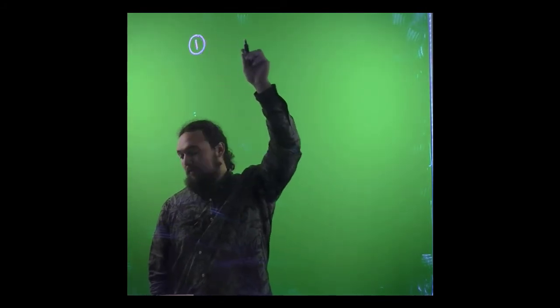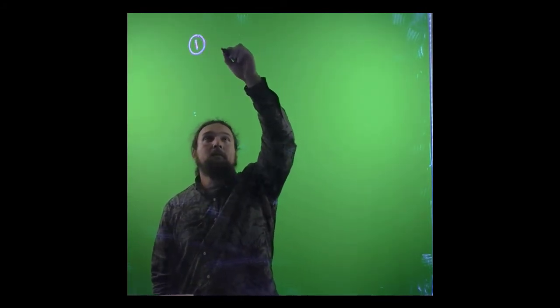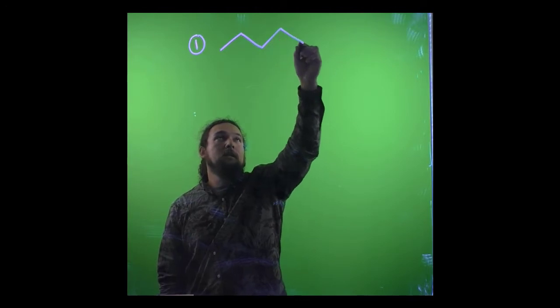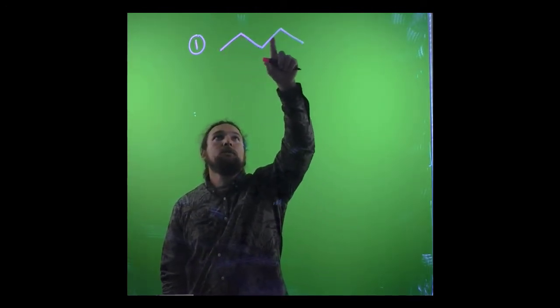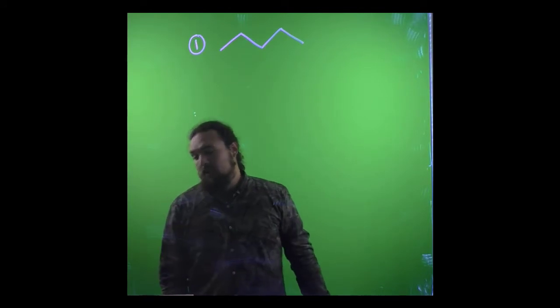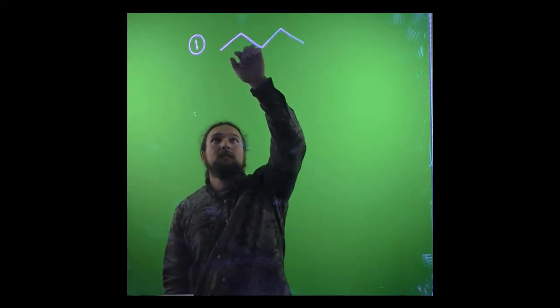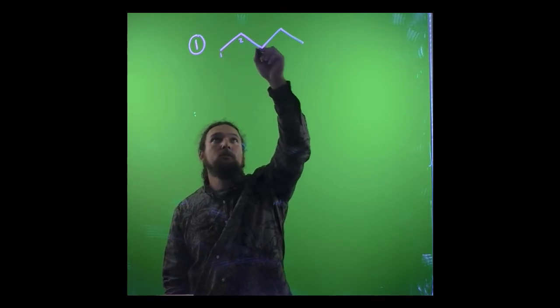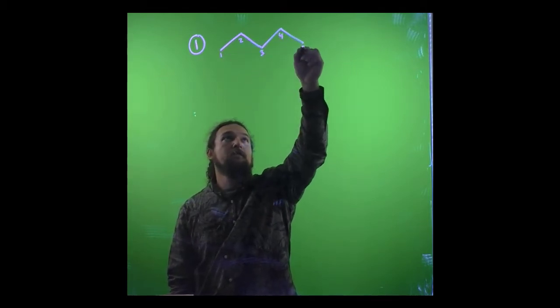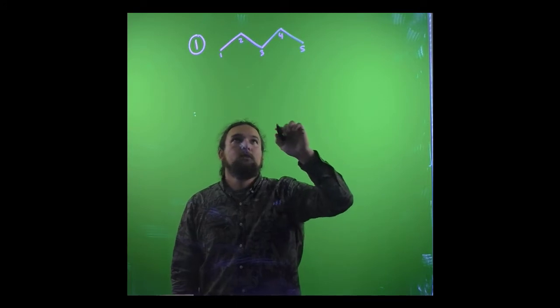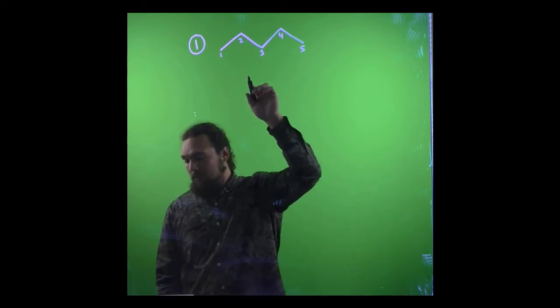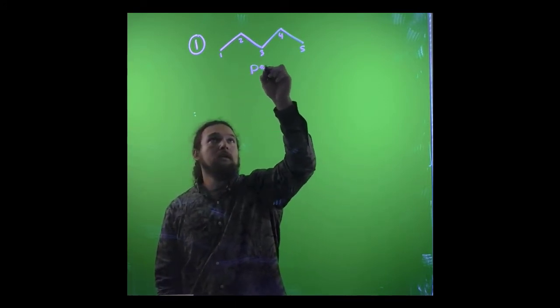So, number 1, we have a compound, and I'm going to draw it in the line formula. And here's 1, 2, 3, 4, 5 carbons. On a 5-carbon chain, I start off with a very easy problem. We just count the carbons, 1, 2, 3, 4, 5. We have no branches, no substituents. So the name of this compound would simply be pentane.